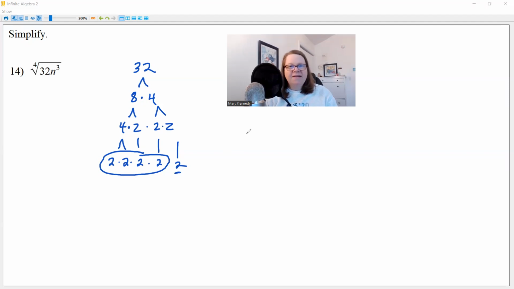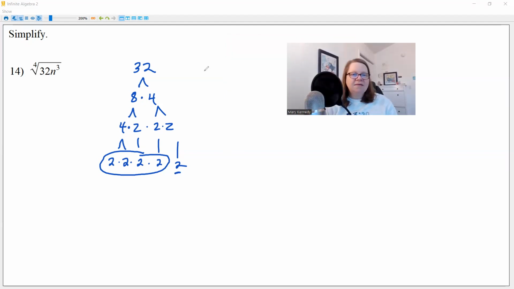That's fine. Now let's take a look at the n's. So that's n times n times n because it's n cubed. So that just means it's 3 of them multiplied together. So I need a group of 4. I don't have a group of 4, so I'm just going to underline those. Those are extras. They don't have a group of 4 to come outside of this radical situation. So anything you've circled, you'll write one time.